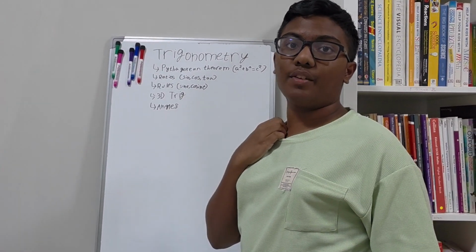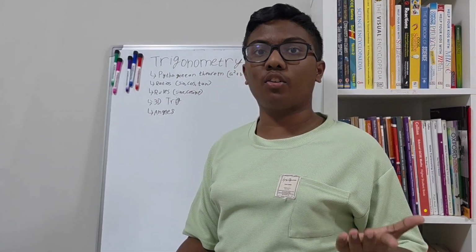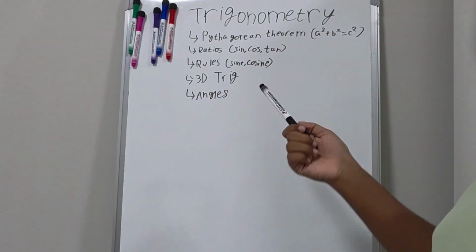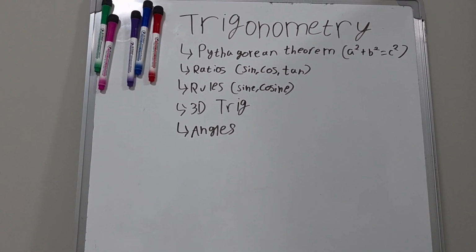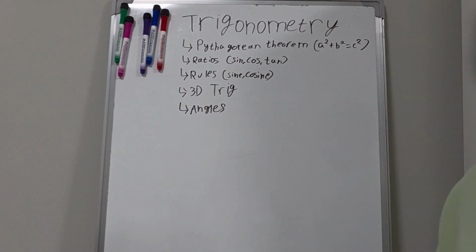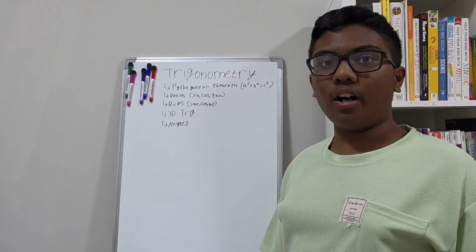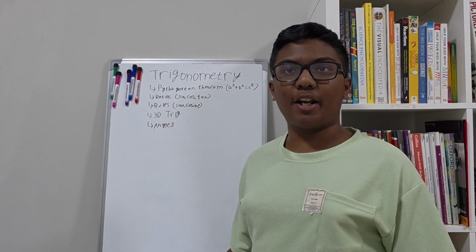As most people know from 7th grade mathematics classes, ratios, the sine, cos and tan ratios, and also a well-known abbreviation known as SOHCAHTOA, and the rules, which are sine and cosine rules. Sine rule is basically a over sine A equals b over sine B equals c over sine C, but you probably don't know what that means, and that's alright. We'll get into that later. We'll also move on to 3D trigonometry problems, which are quite hard for some people, but don't worry, I will make it easy. And last but not least, angles of elevation and depression.